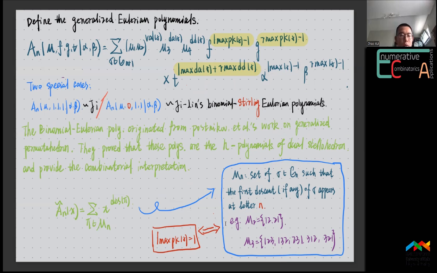interpretation: the polynomial in x counts the permutations in Mn, where Mn is the set of permutations in which the letter n is the first descent. From the definition, we can see that it is equivalent to the condition that the last maximum peak equals 0.